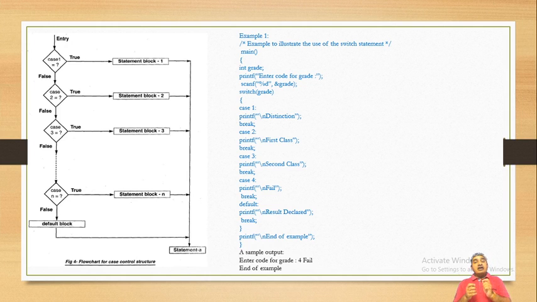Default. If we give any other input, then result declare. But if all the conditions are false, that is we do not give input 1, 2, 3, 4, the default shows result declare. And after that, end of example.